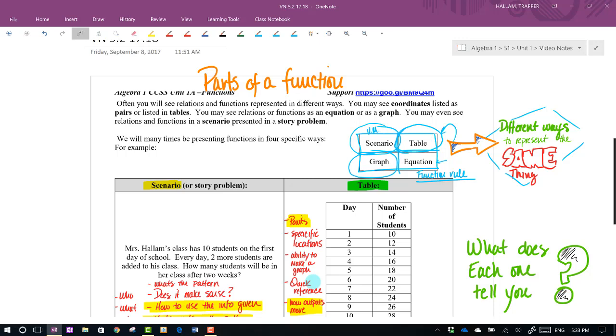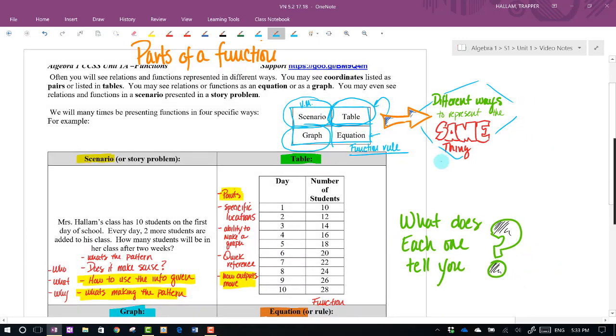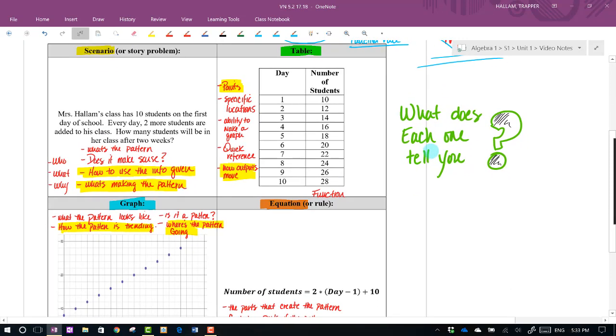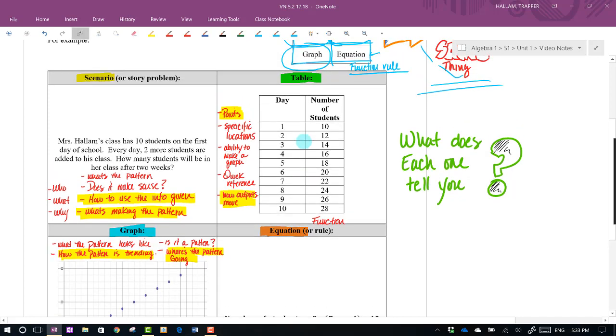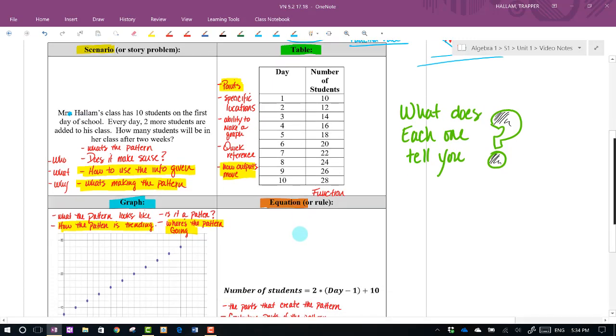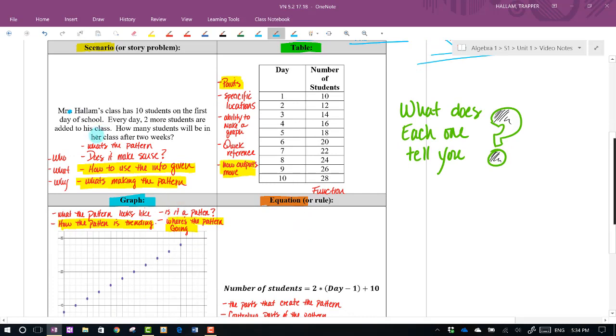So let's take a look at another example here. Again, let's just reiterate. There's just 4 different ways to say the exact same thing. And let's highlight that now. So here is the reality of the problem, or the context, or the story problem, if you will. It should say Mr. Hallam's class has 10 students on the first day of school. Every day, 2 more students are added to his class. How many students will be in his class after 2 weeks?